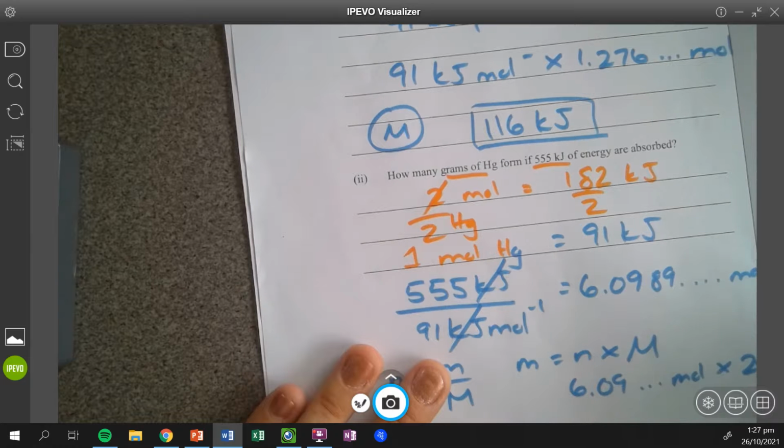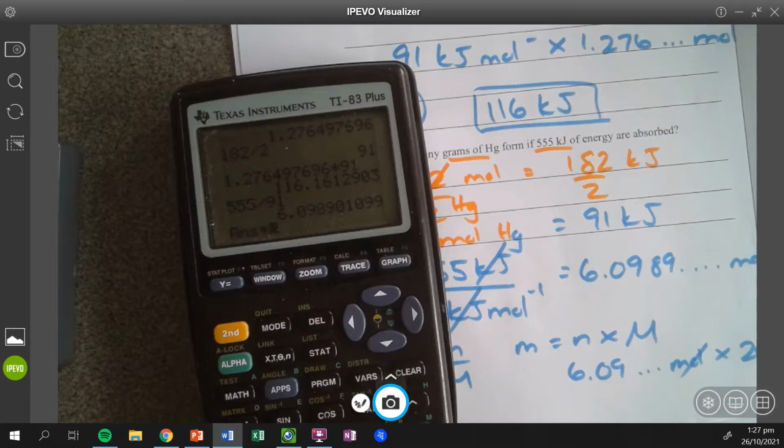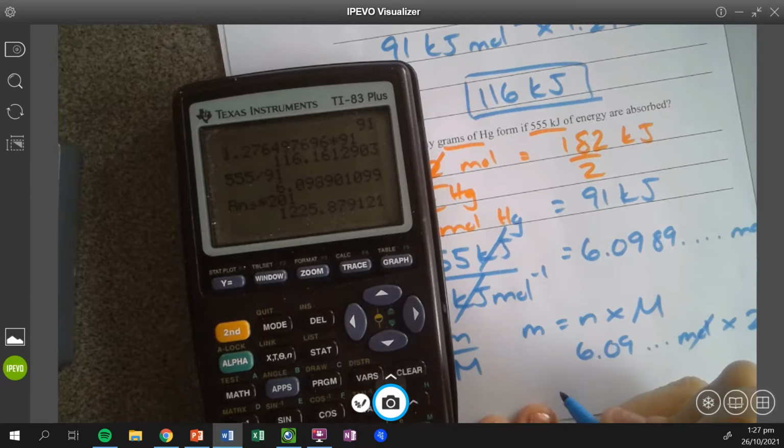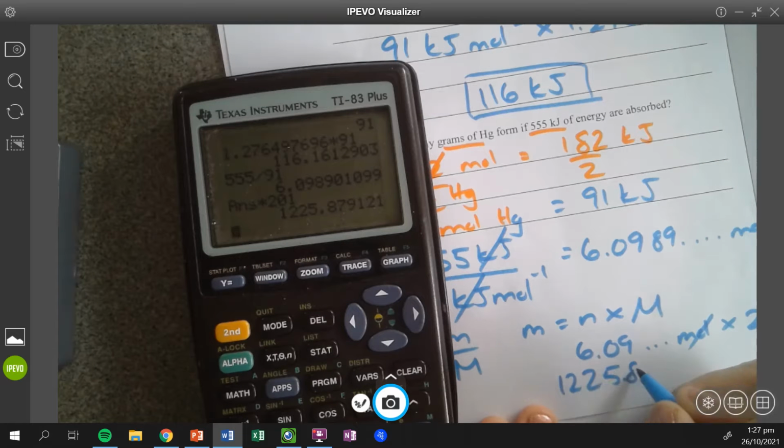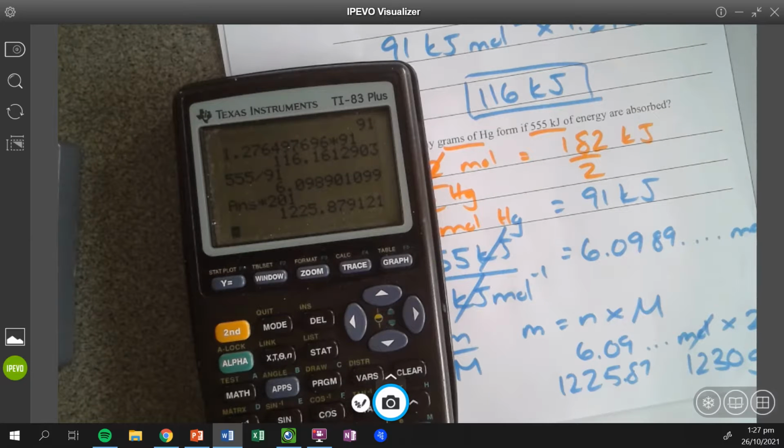Again, check your units. The moles cancel out. I am on the right track. So I take that number, I times it by 201, and I get my mass equals 225.87. Again, we want to change it to 3 significant figures. So 123. So I do 1230 grams to my 3 significant figures.